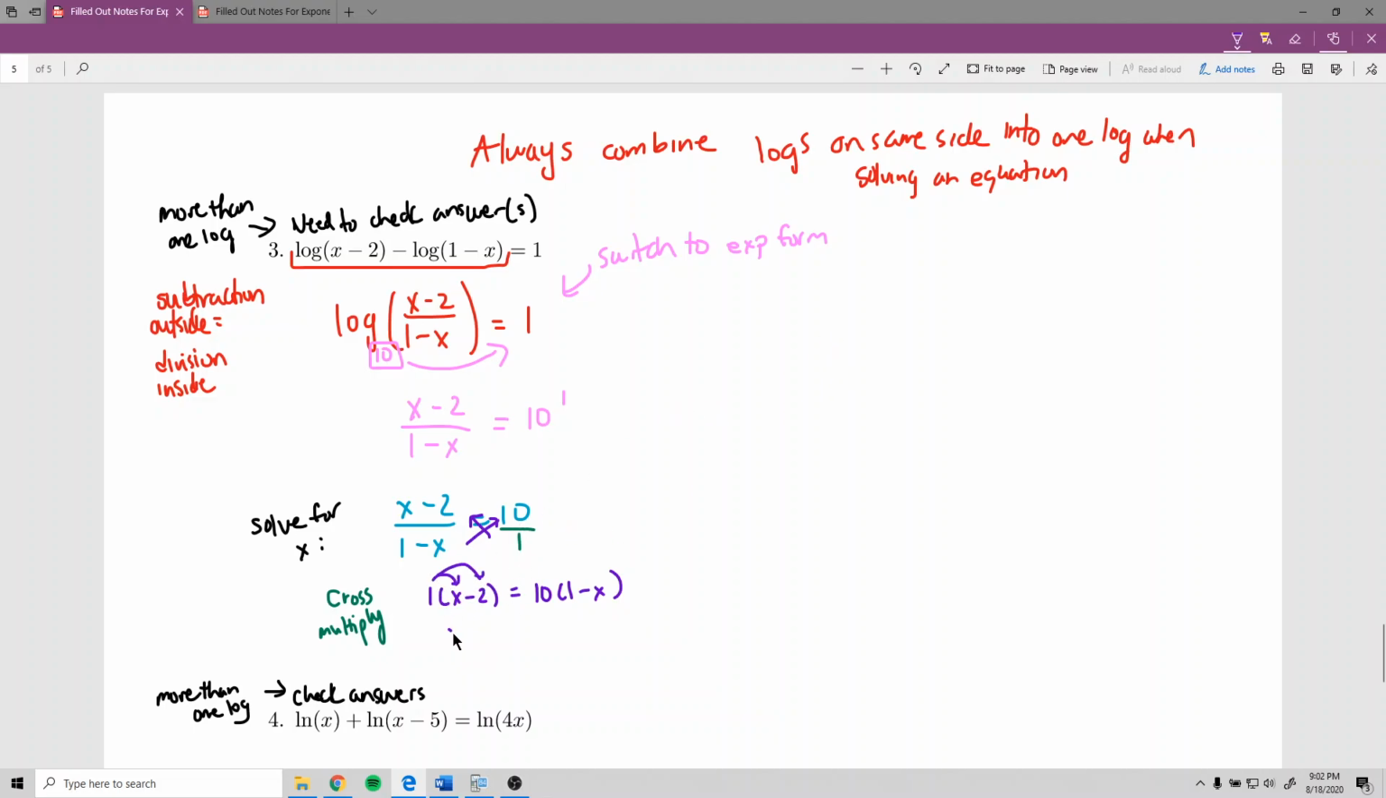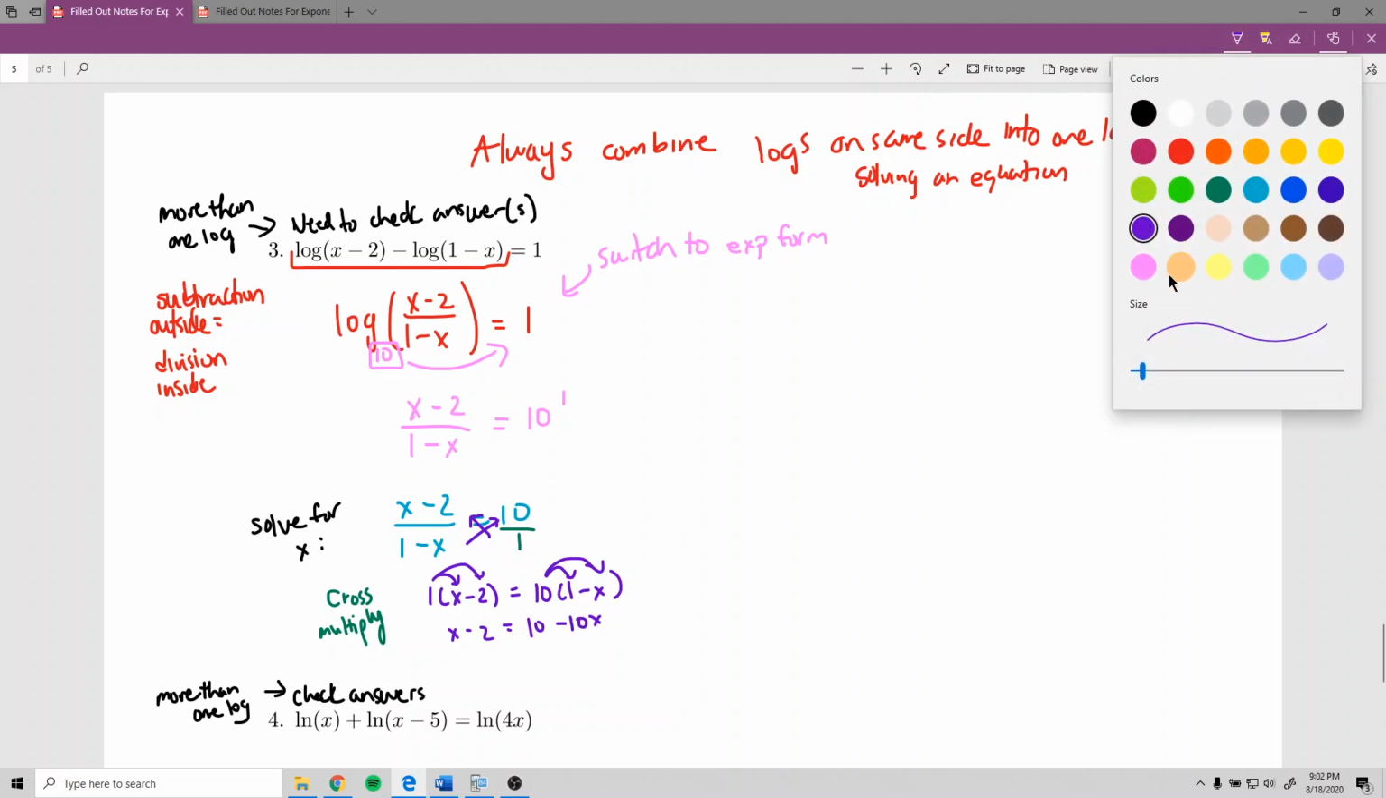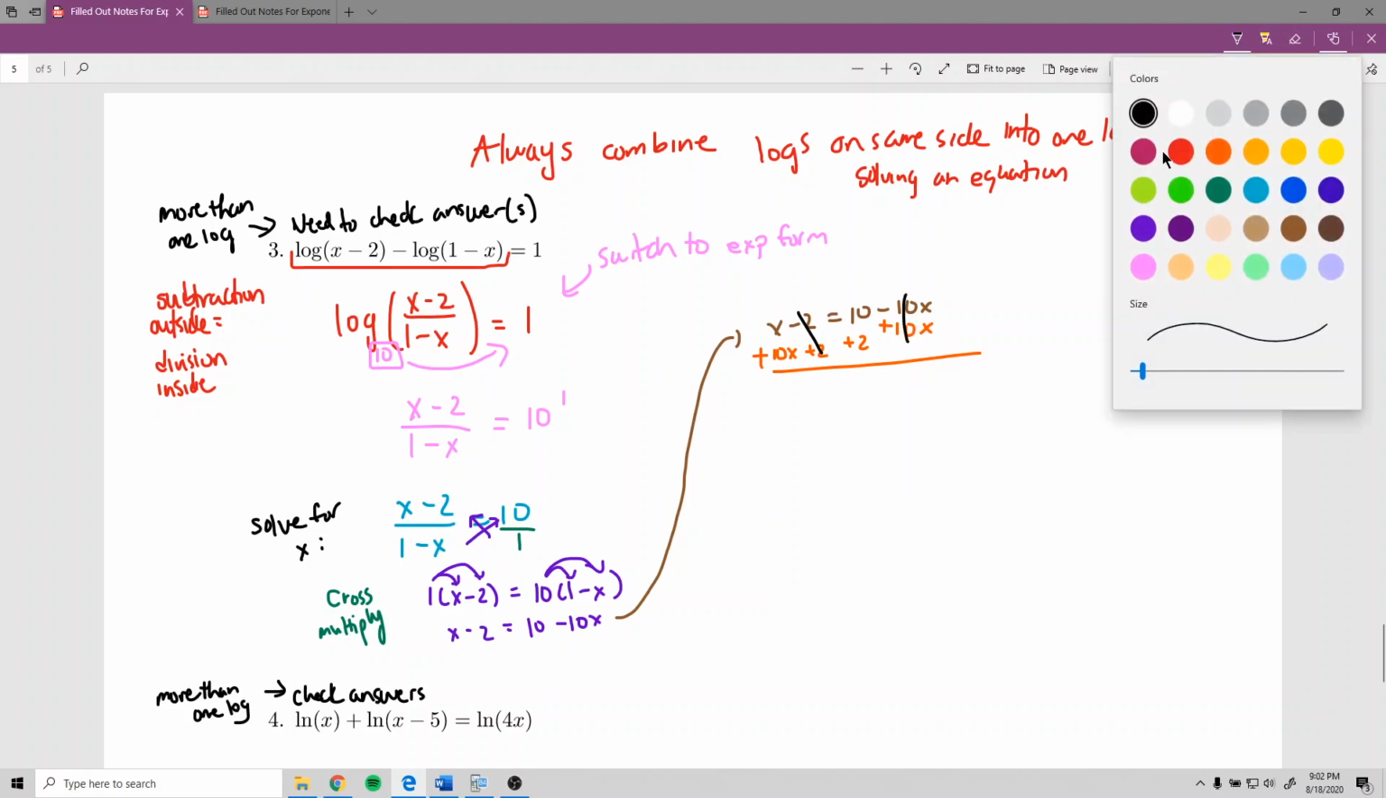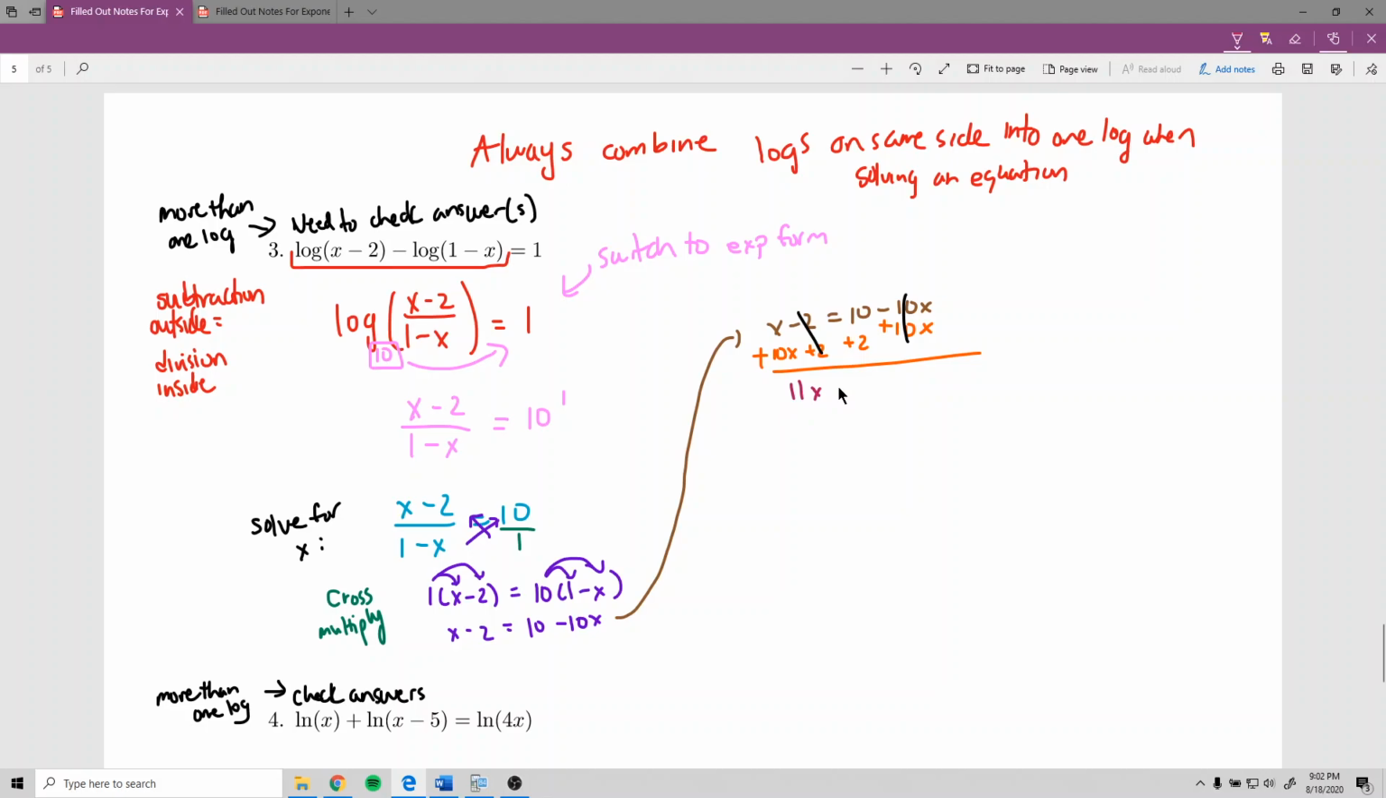Distribute the 1 through, which does nothing. The left side is x - 2. The right side we distribute the 10 through, and we get 10 - 10x. So I'm going to move that up here, give myself a little more room, and solve for x. Add the 10x, bring the x's to the left, and add the 2, bring the numbers to the right. On the left side, x plus 10x is 11x, and on the right side, 10 plus 2 is 12. And then divide each side by the 11 to get x.